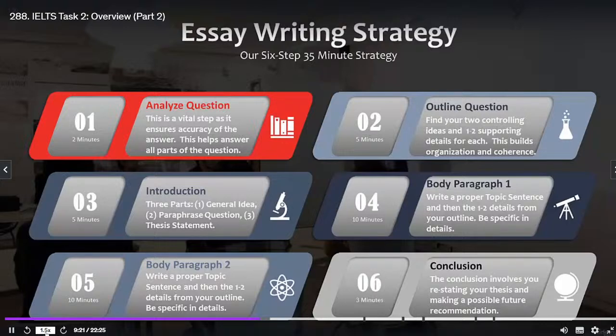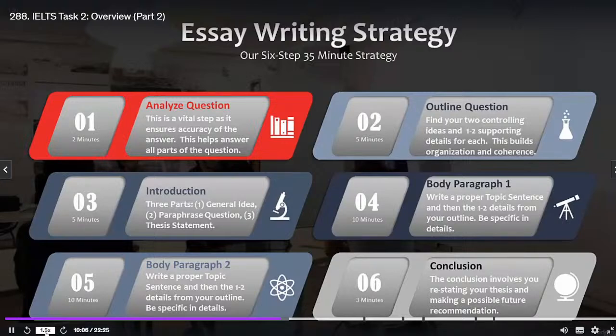Then we're going to move to step number 3, writing the introduction. The introduction should be written in 5 minutes. There are 3 parts to an introduction: the general idea, paraphrasing the question, and then your thesis statement. Then we have steps 4 and 5, which are your body paragraphs. Each body paragraph, you have 10 minutes to write. And then finally, we're going to wrap things up with the conclusion, which involves restating your thesis statement and making any possible future recommendation for the reader. So these 6 steps encompass what I want you to do in terms of your writing process itself.